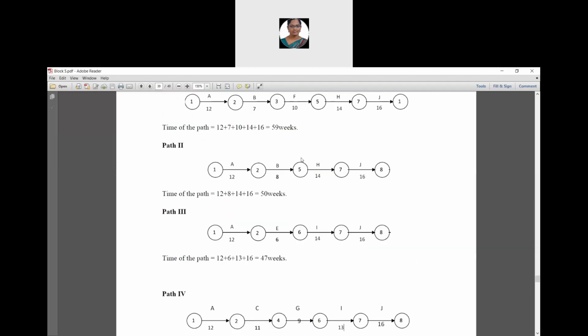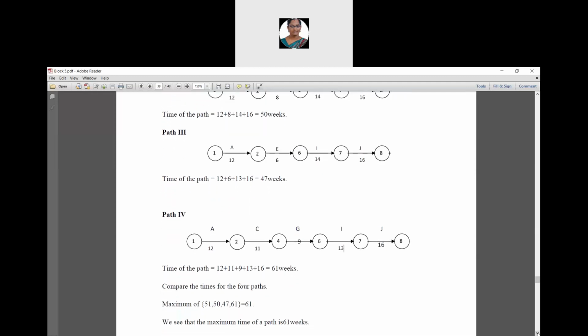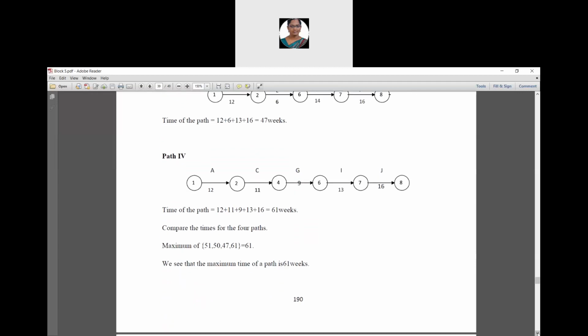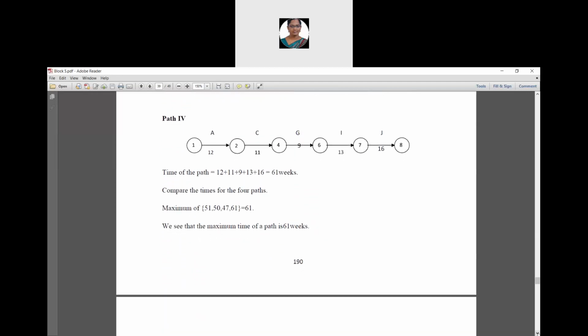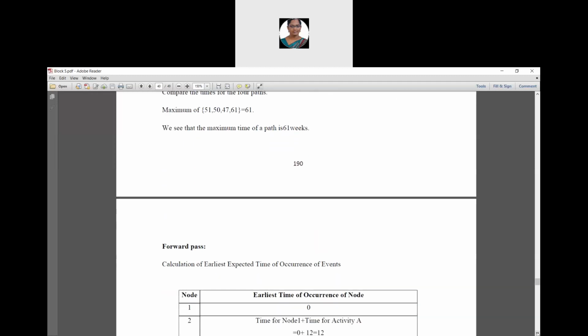Yes, we have to add all the time duration values, that is 12 plus 11 plus 9 plus 13 plus 16 is 61. Compare the time values for all the 4 paths. We have to pick the maximum. The maximum of 51, 50, 47 and 61 is 61. So we see that the maximum time duration of a path is 61 weeks.